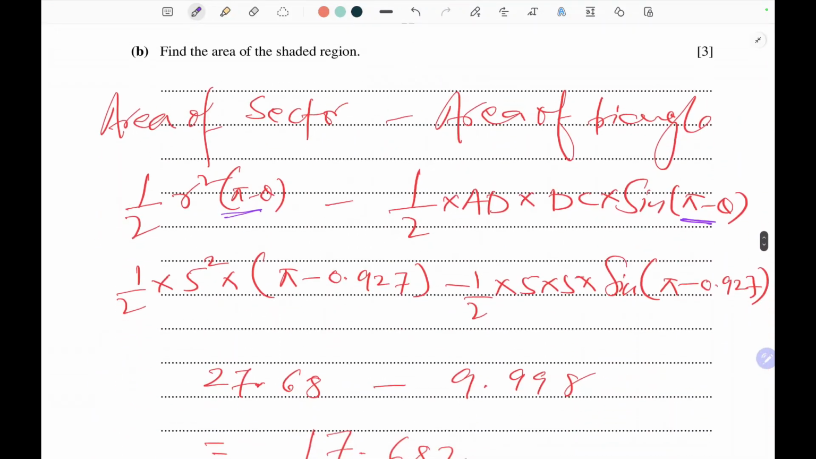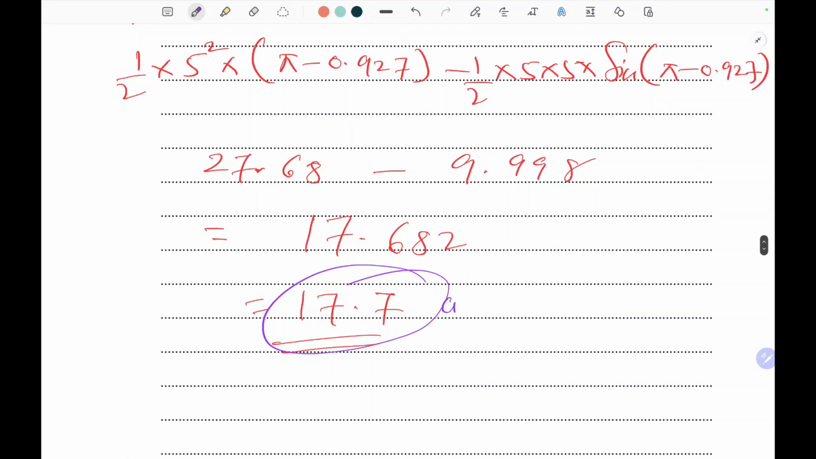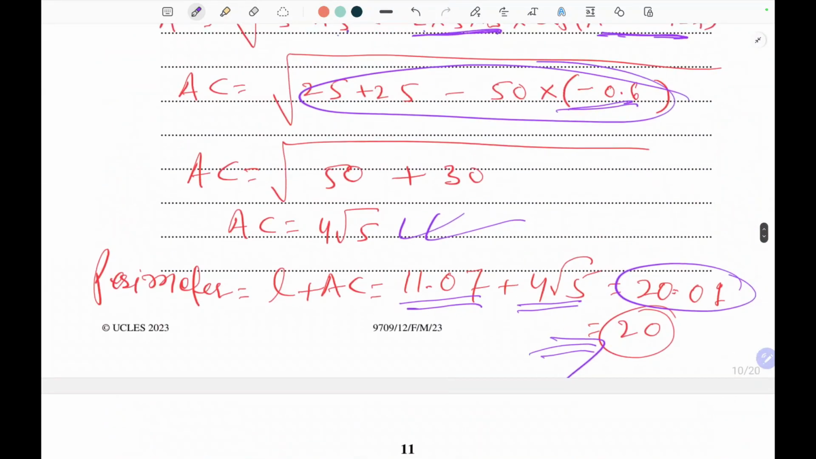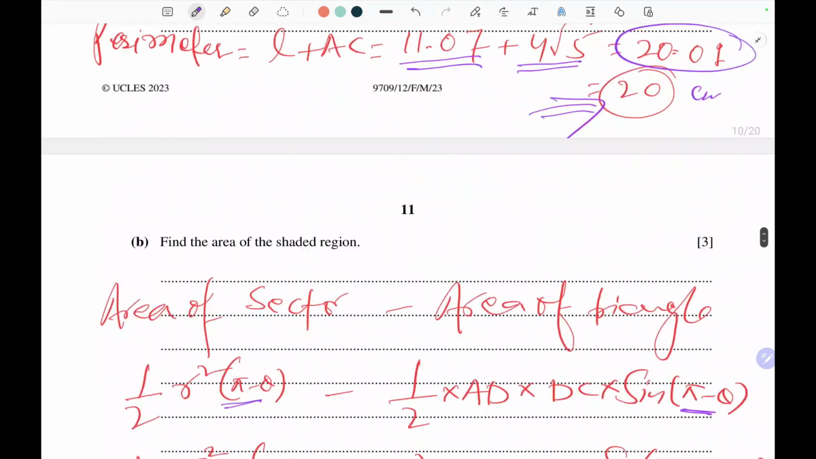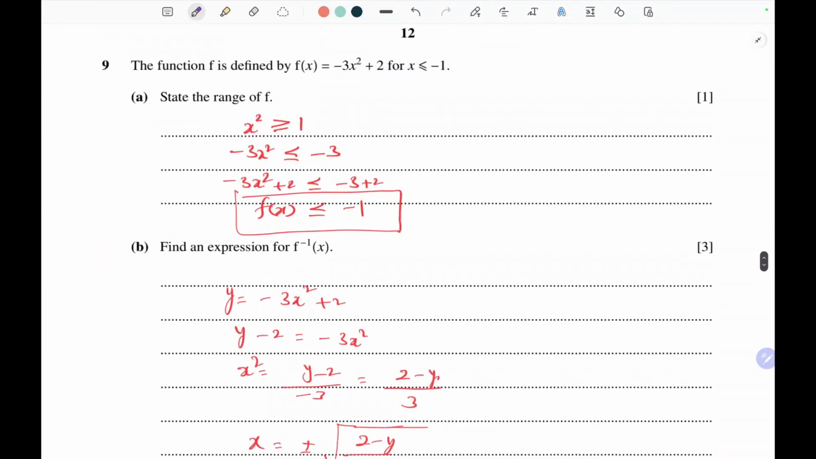Now everything is in centimeters, so it should be in centimeters. So this should be in centimeters square, and this should be centimeter, right? It's already in centimeter. Yeah, we should write unit, guys.